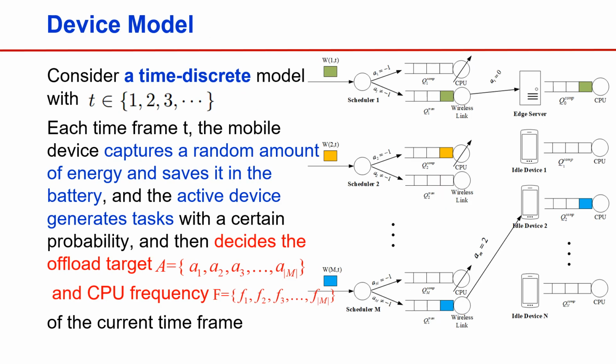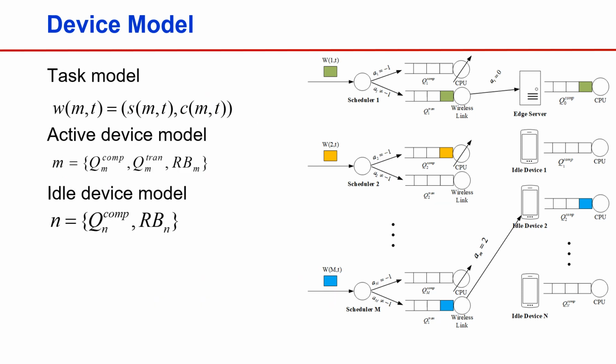Next, we present our system model. First, the device model, where we divide the devices into active devices and idle devices. Each time frame, the mobile device captures a random amount of energy and saves it in the battery. And the active device generates tasks with a certain probability. Each task is represented by task size and task complexity. Task complexity represents the number of CPU cycles required to process one bit of task.